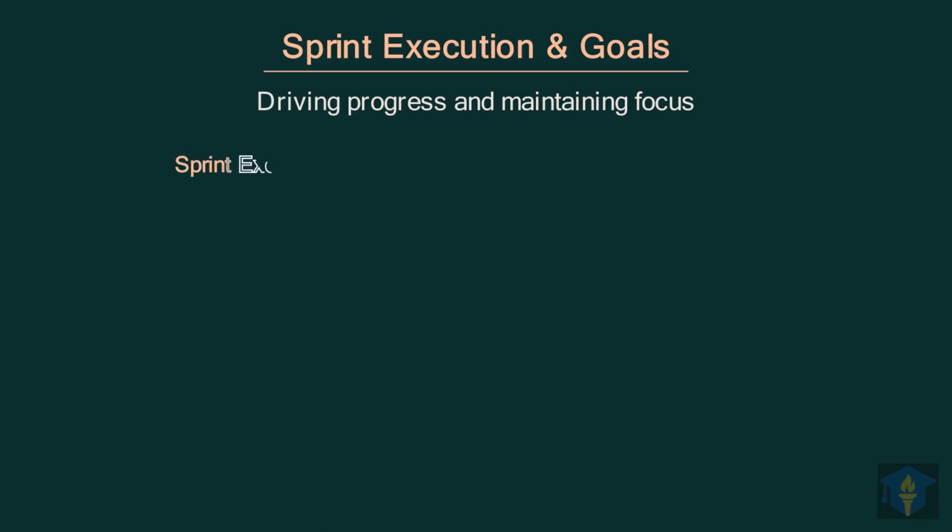Now, let's dive into sprint execution and goals, understanding how teams drive progress and maintain focus during a sprint. This section focuses on how teams keep moving forward and stay on track to achieve their objectives within a sprint. First, let's explore what sprint execution entails, which is the core phase of active development in Agile.